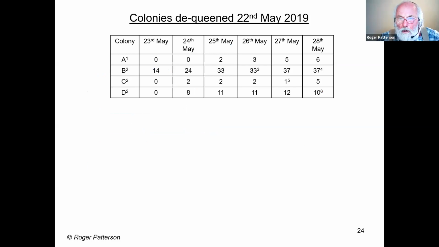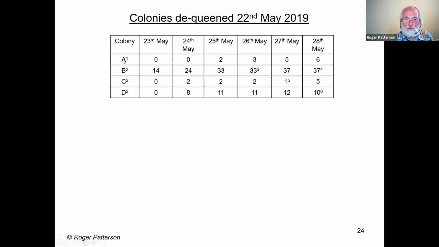Now, on the 22nd of May, 2019, I'd already done a little bit of work, and I'd realized that things varied quite a bit. So on the 22nd of May, 2019, I took 4 colonies, A, B, C, and D, that's the first column. And over 6 days, I went into the colony the same time every day to see what the bees had done. I shook the bees off and I counted them. So there was nothing that I missed.